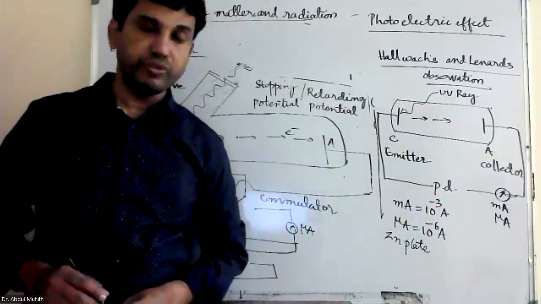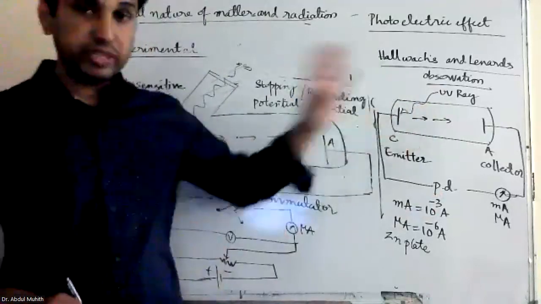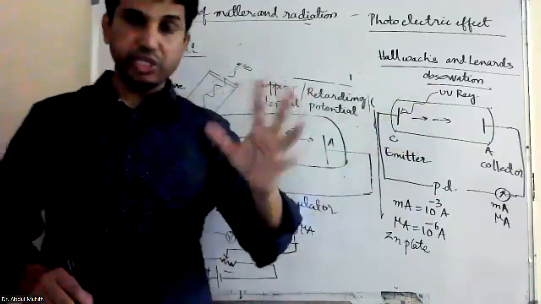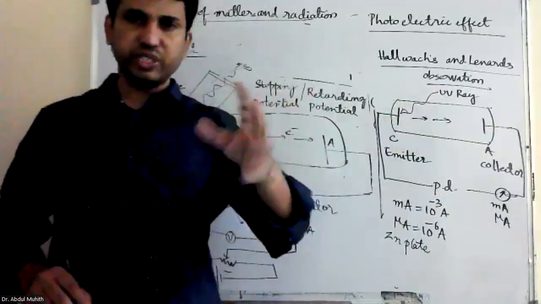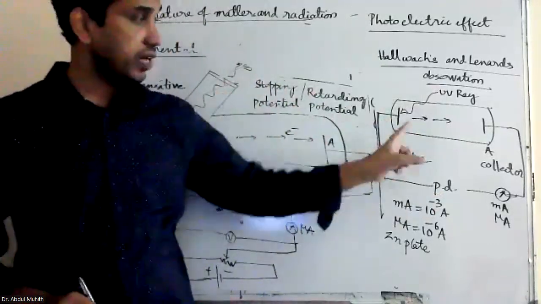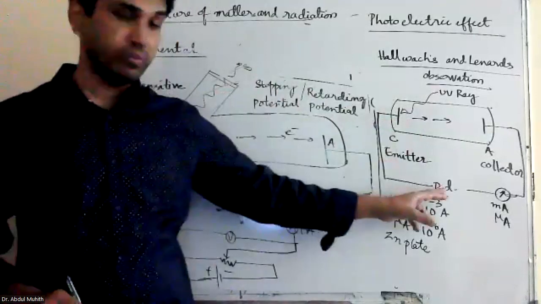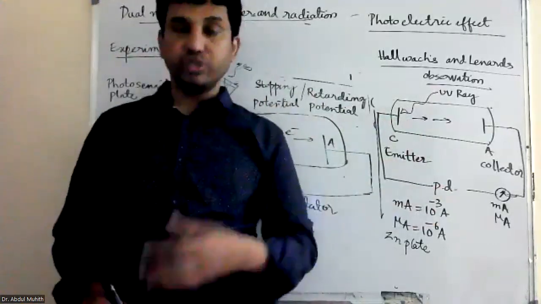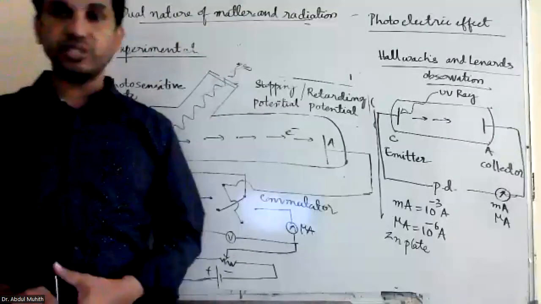Yes, sir. So once again, there are three parameters. What are they? Number one, the light. They changed the color of the light, ultraviolet rays. The second one, they changed the plate. The third one, they changed the potential difference. These three things they varied and studied in this experiment. That is Hallwachs's and Lenard's observation.